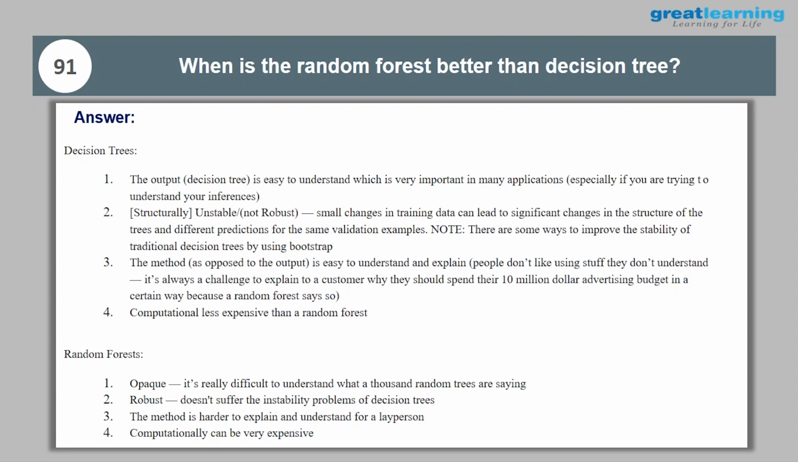A decision tree is computationally less expensive than a random forest. Now comes the random forest. It's really difficult to understand what 1,000 trees in a random forest are saying. It is robust and doesn't suffer the instability problems of a decision tree. The method is harder to explain and understand for a layperson. Computationally it can be very expensive.